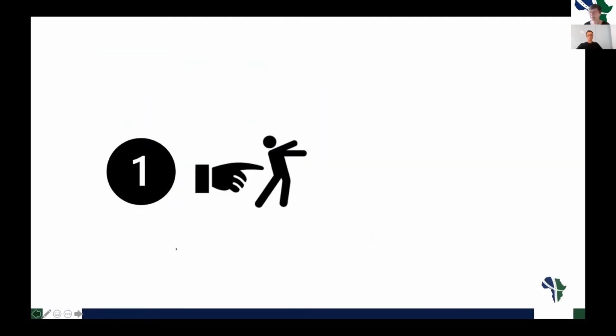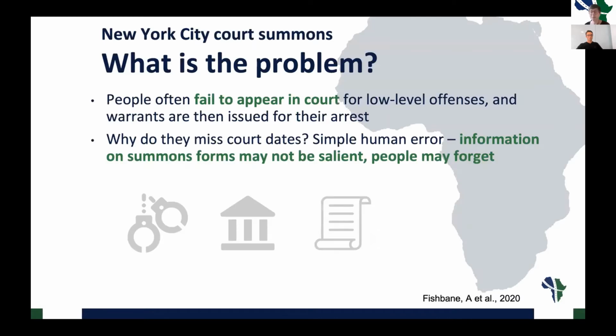Let me talk through a couple of examples to put some concreteness around this. These are not all health examples, but I think they're really good examples of the nudge approach. The first one is a very different topic, very far away from South Africa, but a paper that just came out that we all really like, on court summons forms in New York City.